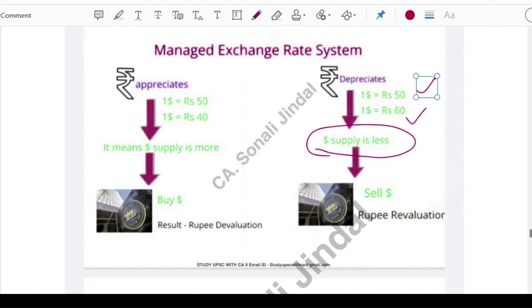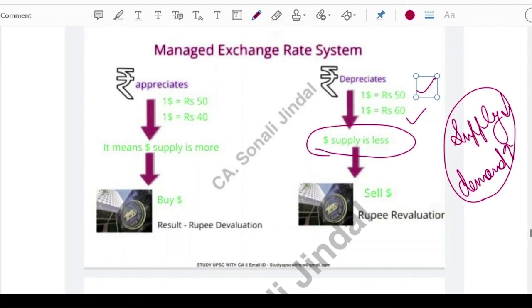Kisi bhi cheez ka price kis cheez se increase hota hai? Agar us cheez ki jo supply hai, wo kam ho jaye aur demand jo hai increase ho jaye. Ab supply jo hai dollar ki kam hai. तो आरबीआई क्या करेगा? डॉलर की कमी को आरबीआई पूरी करेगा बाय सेलिंग डॉलर्स. डॉलर सेल करके रुपी जो है दोबारा से रीवैल्यूएशन हो जाएगी.